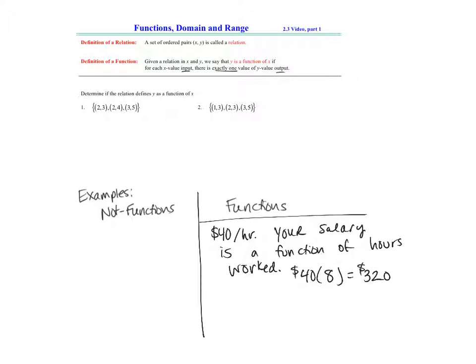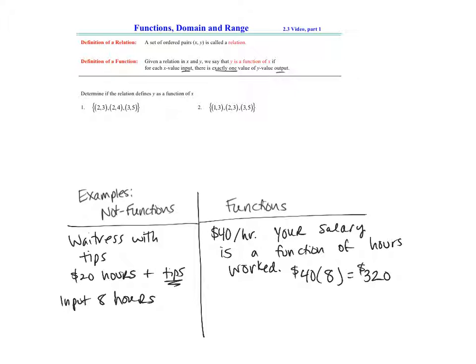You're always going to bring that same amount home if you work 8 hours. Now compare that if you were a waitress and you get tips. Let's say that you make $20 an hour plus tips. The tips vary. So you might work 8 hours, so your input is 8 hours.